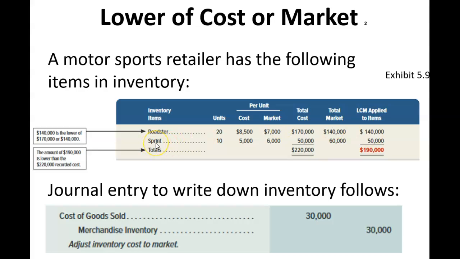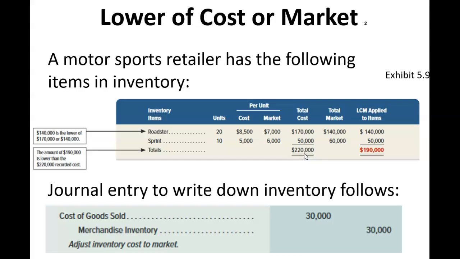And the Sprint, the market is higher than the cost. So on an item by item basis for the Sprints, we would value the inventory at the lower of those two amounts, or $50,000. So the total cost in the books of inventory on hand using either FIFO, LIFO, weighted average, or specific identification to arrive at this cost is $220,000. That is an accurate cost. There's nothing wrong with that.